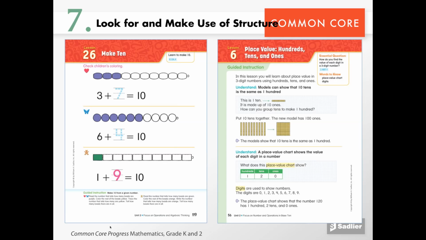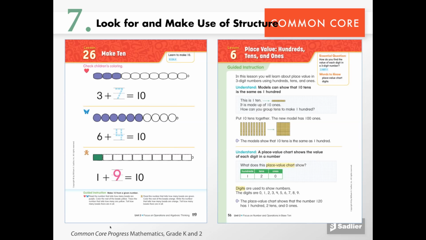And number 7 is look for and make use of structure. And here's where we want students to understand that there is structure in our number system. There's structure in place value, I should say. There's structure in the algorithms. So we want them to be able to understand how numbers and shapes are organized and put together as parts and wholes.